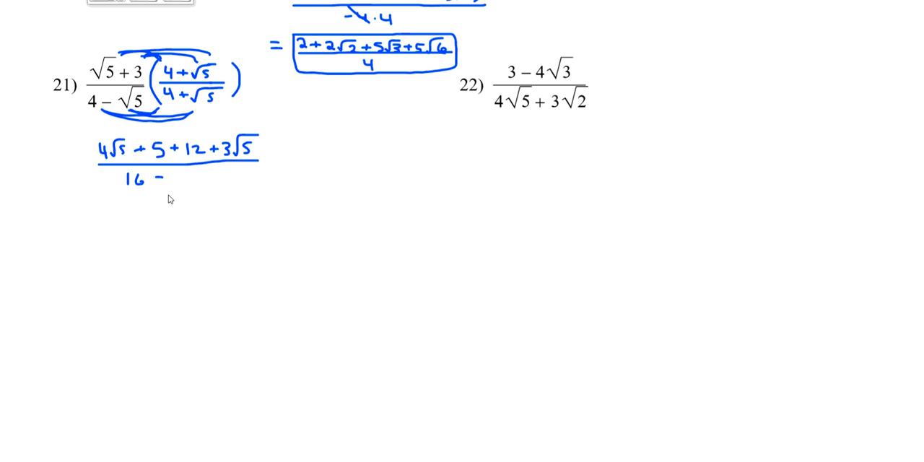Simplifying this a little bit here, we have some like terms. The 4 root 5 and 3 root 5 combine to 7 root 5. The 5 and 12 combine to a 17. So my numerator is 7 root 5 plus 17. And the denominator, 16 minus 5, is 11. And 7 is not divisible by 11, and there's nothing to simplify there. So that is the answer, 7 root 5 plus 17 over 11, just as the answer key shows there.